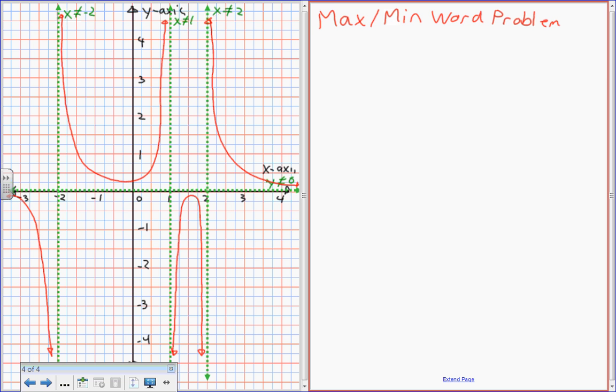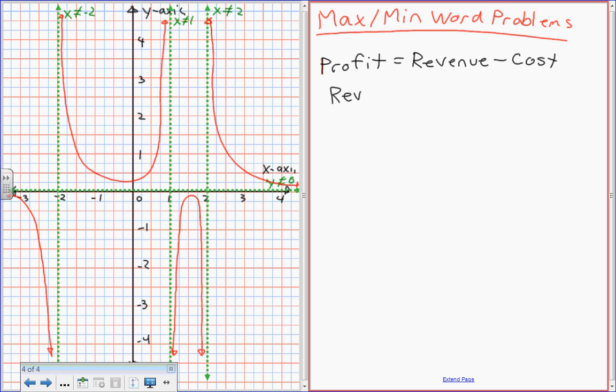Okay, you do need to memorize one equation for this chapter, and here it is. Profit equals revenue minus cost. Revenue equals price times sales. And cost is going to be unit cost of sales.